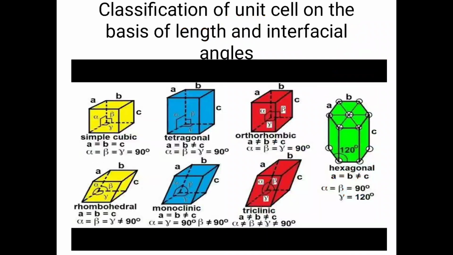Now you need to know the classification of unit cells on the basis of length and interfacial angles. This you need to know by heart. They can ask you which is the most symmetric one. It's cubic. Why? Because A equals B equals C and alpha equals beta equals gamma equals 90 degrees. It's the most symmetric form. But triclinic is the most unsymmetric one because A is not equal to B, not equal to C, and alpha is not equal to beta, not equal to gamma. So you need to know them by heart.